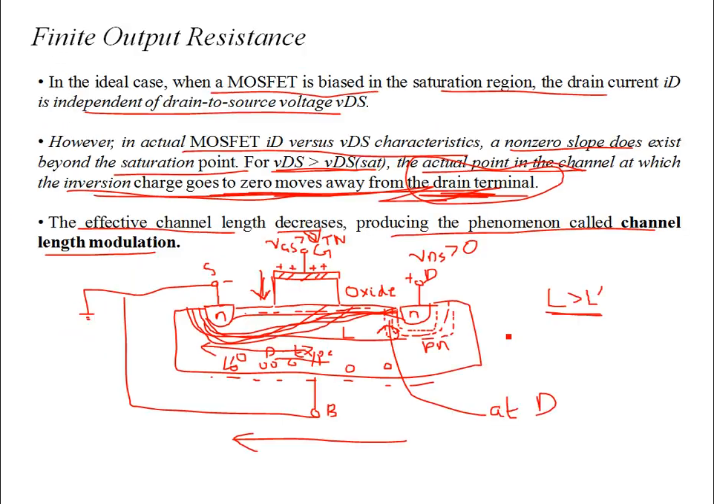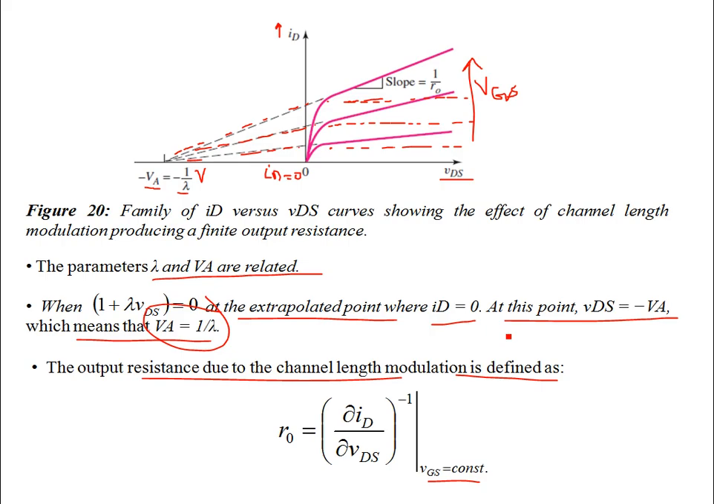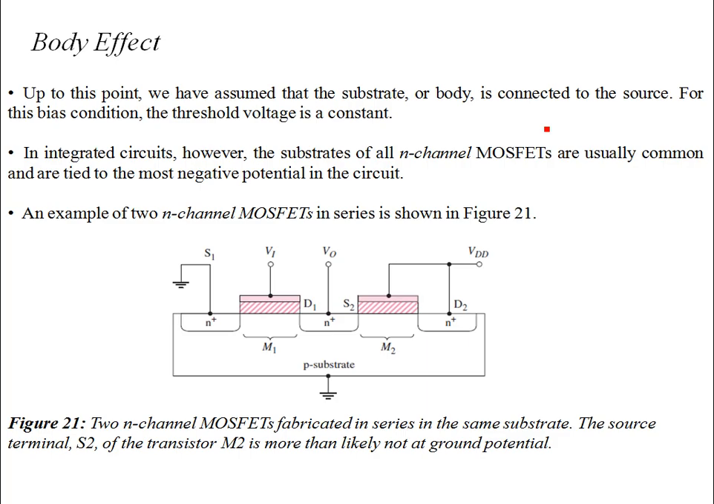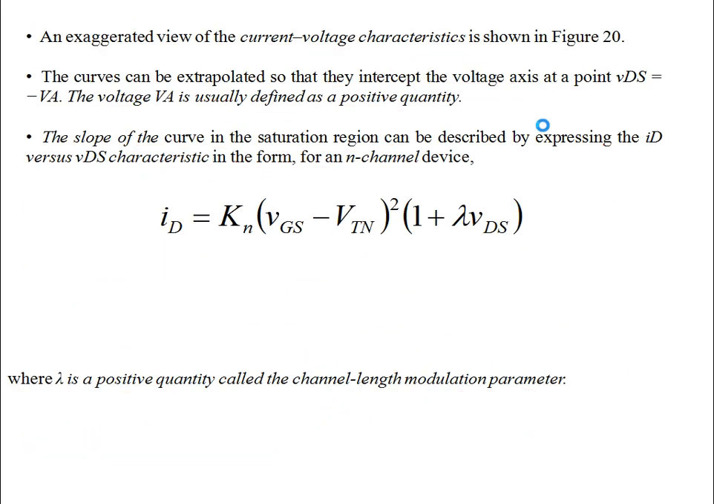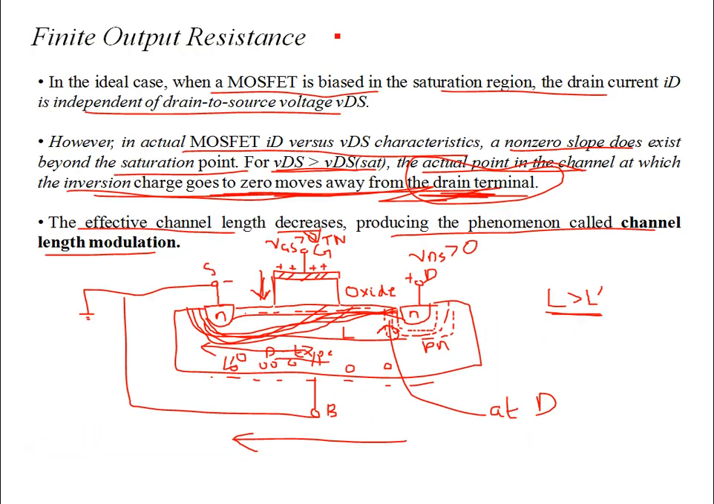But in actual MOSFETs, just remember that you have a finite slope, and this slope is 1 over R naught, in 1 over ohms. So you need to consider that in the equivalent circuit models of MOSFETs when you consider the small signal AC analysis. So that's your finite output resistance in actual MOSFETs.